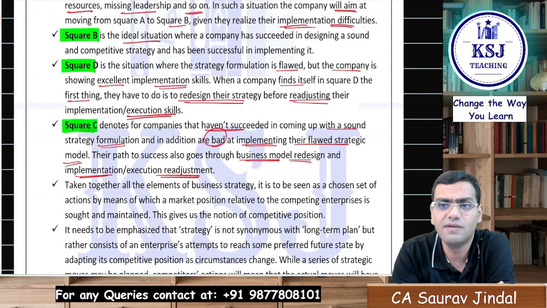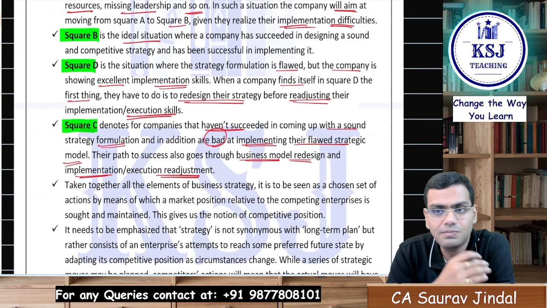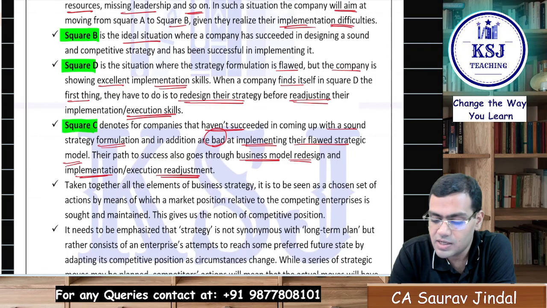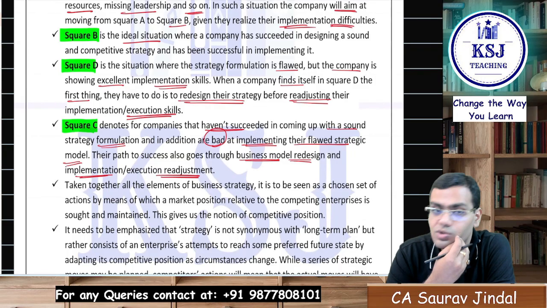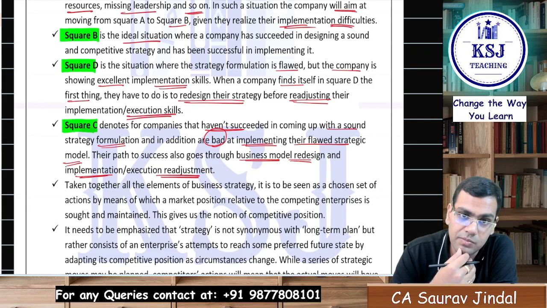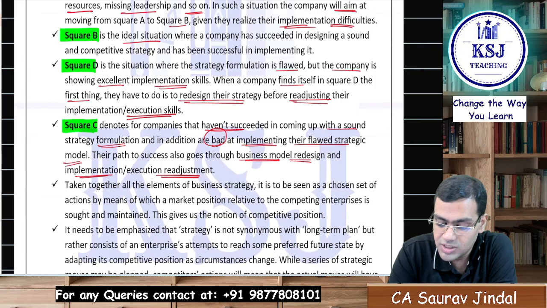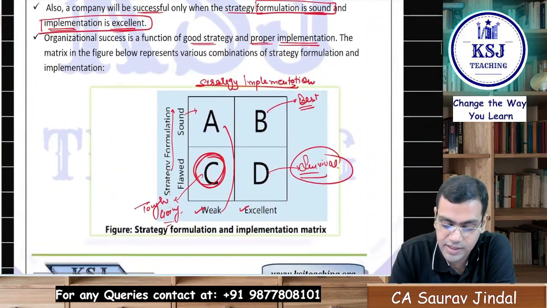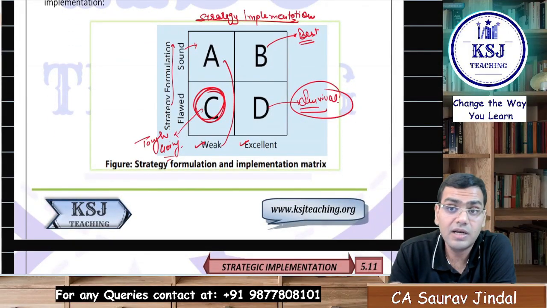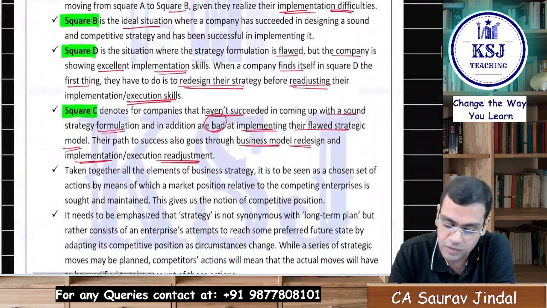So they need each and everything to be redesigned, right? Complete business to be redesigned, because they have not been able to prepare a very sound strategy for the current business, and at the same time their implementation is also very poor. So they need to change a lot of things, right? So this is what is there, the implementation. The relationship of the implementation with the formulation.